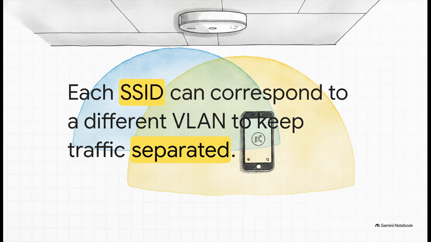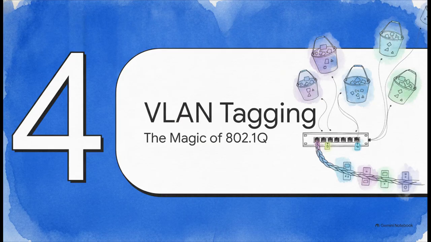Those aren't just different passwords. Those SSIDs are acting as invisible boundaries right over the airwaves. Connecting to the guest SSID drops you squarely into the guest VLAN, meaning your broadcasts are completely 100% isolated from the corporate data. Which brings us to Section 4.